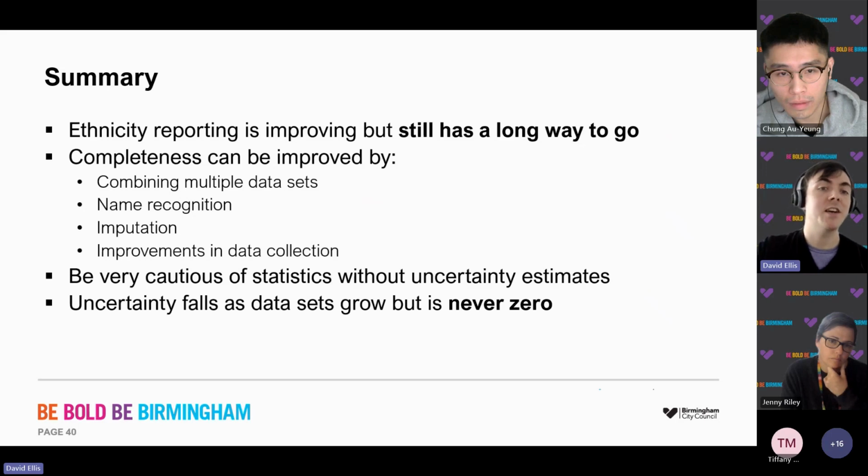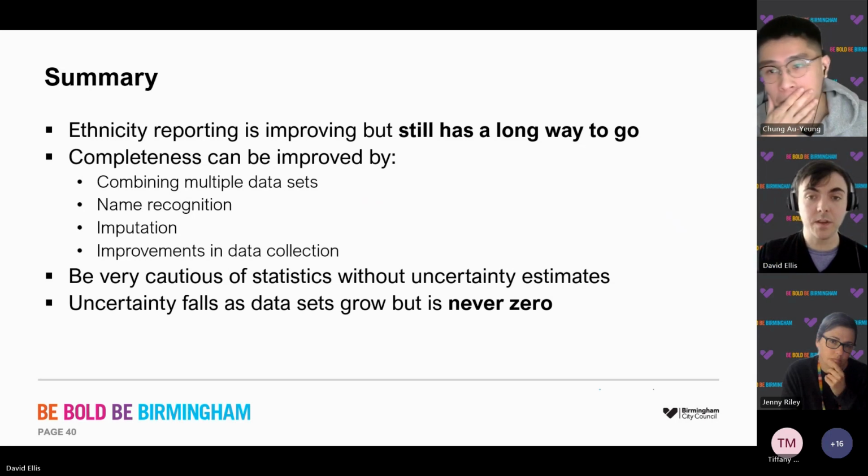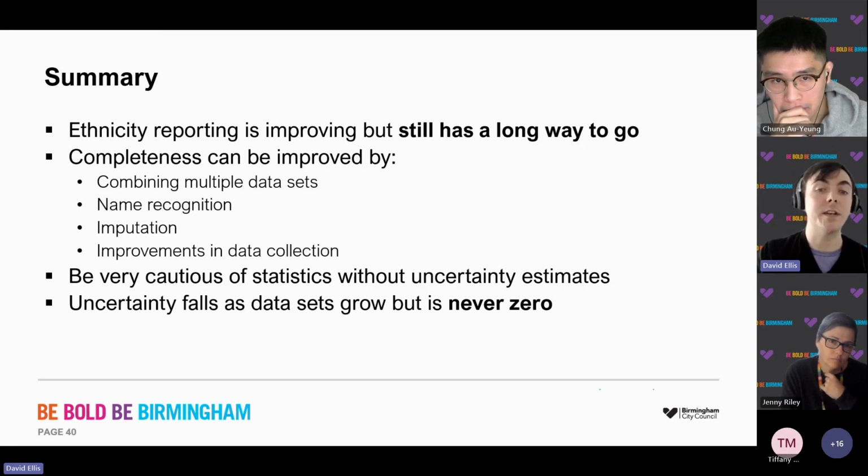We need to be very cautious of statistics that don't include uncertainty estimates, particularly when we're comparing groups. So for example, if we see reports and figures saying that one group has a 25% rate of some disease compared to another group with only 20%, if they haven't included any level of uncertainty in those values, we need to be very cautious before interpreting them as hard and fast facts.